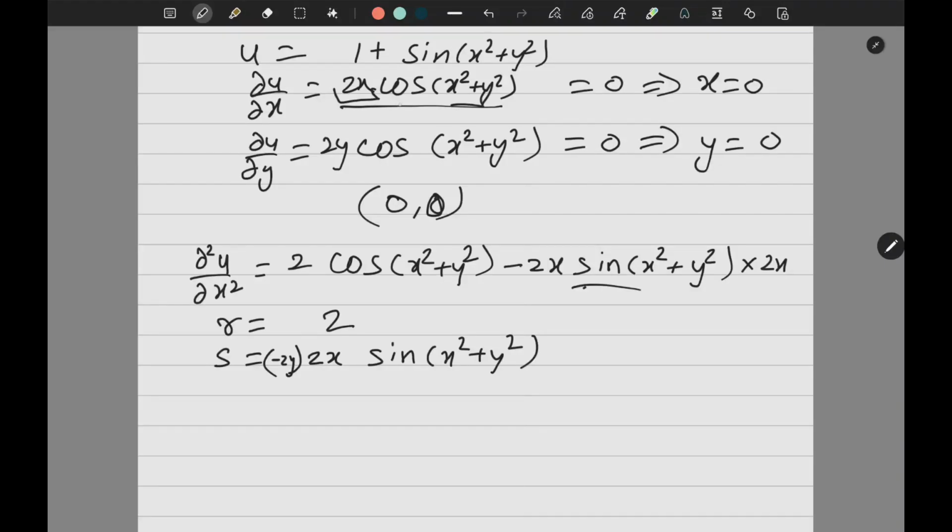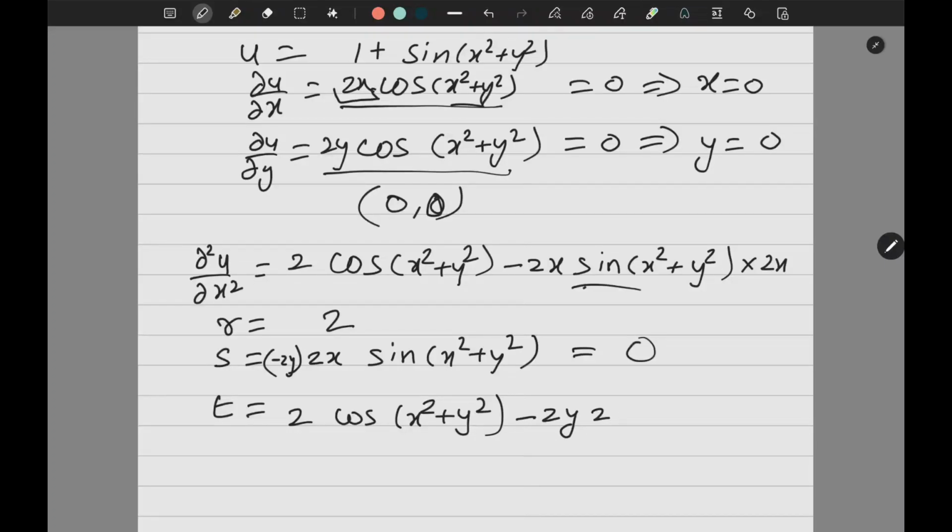So 2x is constant. Cos will be minus sine of x square plus y square, and into 2y will come. Now if I put 0, 0 here, this is equal to 0. Now find out the value of t. T means differentiate this with respect to y. So what I'll get is 2 cos of x square plus y square, then minus 2y into 2y sine of x square plus y square. If I put x and y as 0, this is gone and this will become 2.